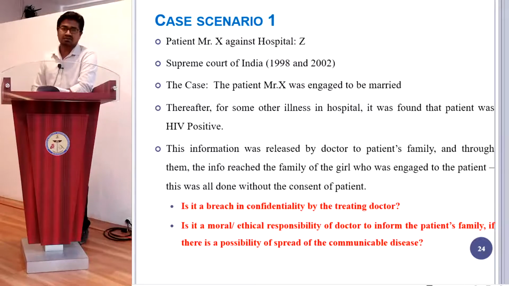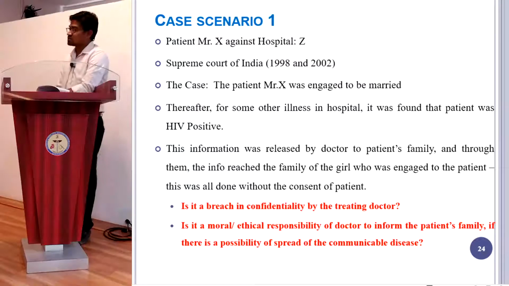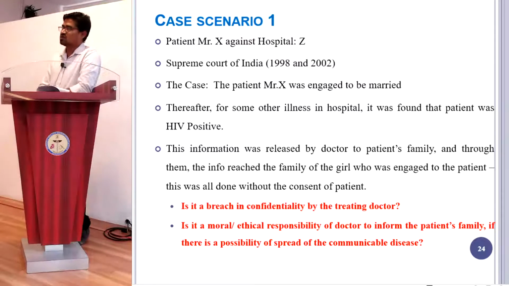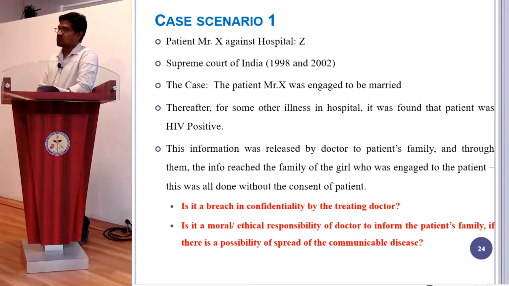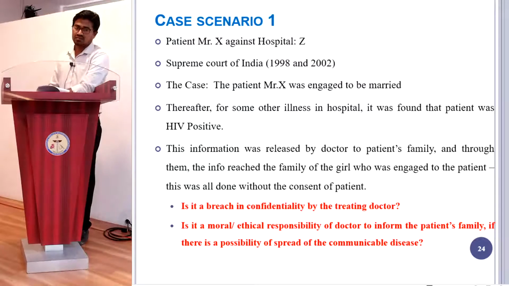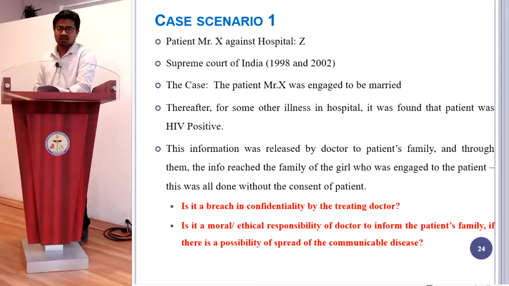The second question is, is it a moral or ethical responsibility of a doctor to inform the patient's family if there is a possibility of spread of a communicable disease? Based on the brief confidentiality information, can you answer these two questions? Is it a breach of confidentiality by the treating doctor? Can anyone answer me? Is it a breach of confidentiality by the treating doctor? It is, sir. Yes, sir. Yes. Whether that treating doctor should reveal it or should not reveal?